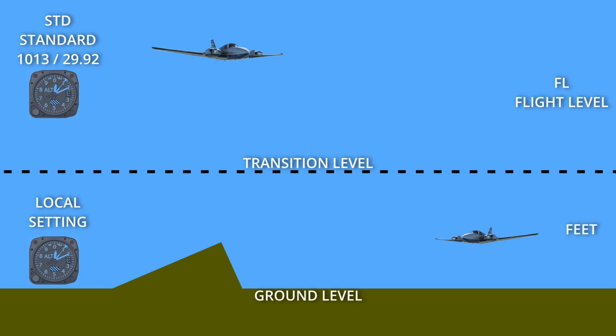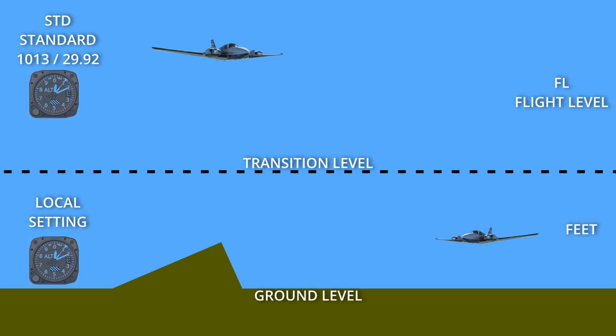In the United States, for example, the transition level is 18,000 feet. In Dutch airspace, it's 3,000 feet. In the UK, well, it varies region to region. In the south of England, it's 6,000 feet and varies between 3,000 and 4,000 feet in other areas. So when flying either a VFR or IFR route, you need to know the transition level so you know when to change your barometric pressure setting.